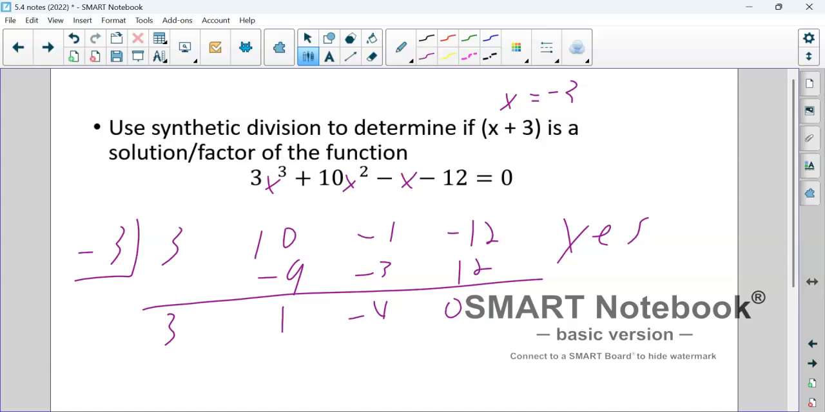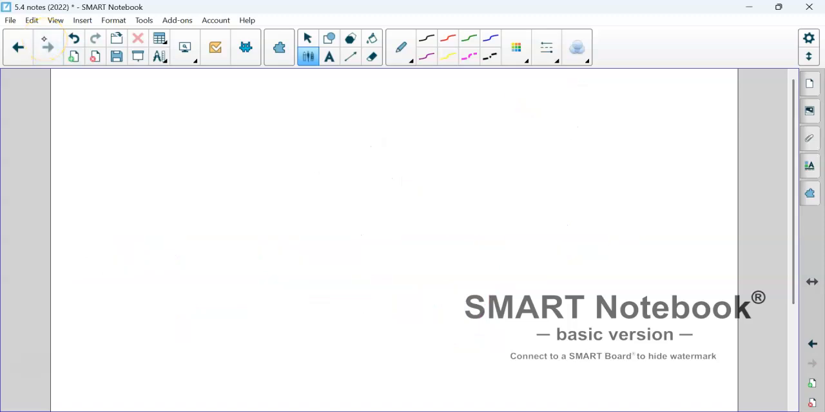And that's all we need to do. And again, if I put this in the calculator and check -3, I would have gotten 0. Good to go. And that's all we're doing for right now.